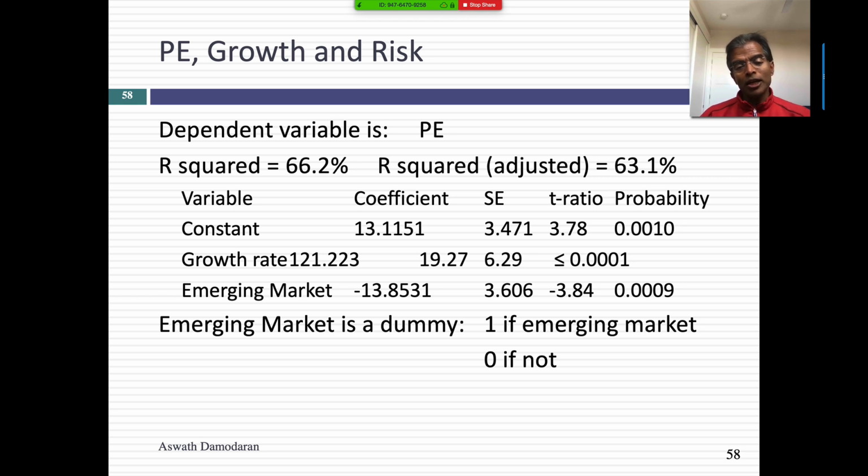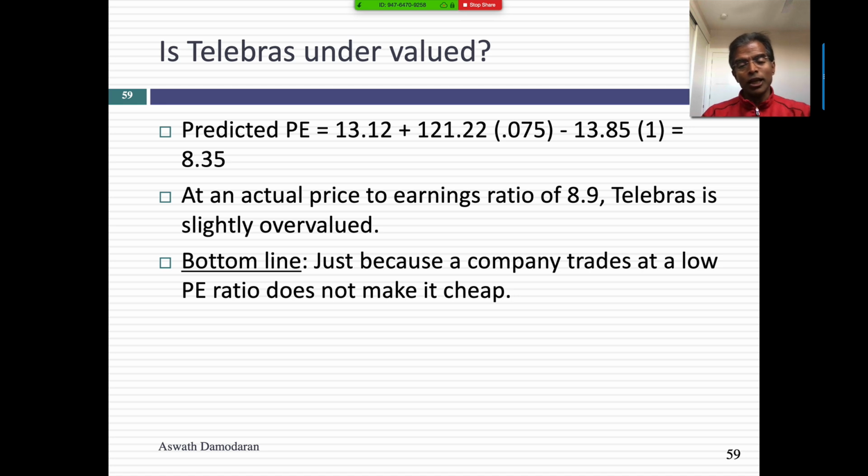So you ready? Remember that Telebras recommendation I made? I said at 8.9 times earnings, it looks cheap. I went in and plugged in Telebras's growth rate and the fact that it's an emerging market company into the regression to come up with a predicted PE of 8.35. You're saying, what does that even tell me? Given its low growth and the fact it's an emerging market company, I would expect the PE to be 8.35. At 8.9 times earnings, Telebras is actually slightly overvalued, not undervalued. That's what I mean about using statistical tools to break the impasse.